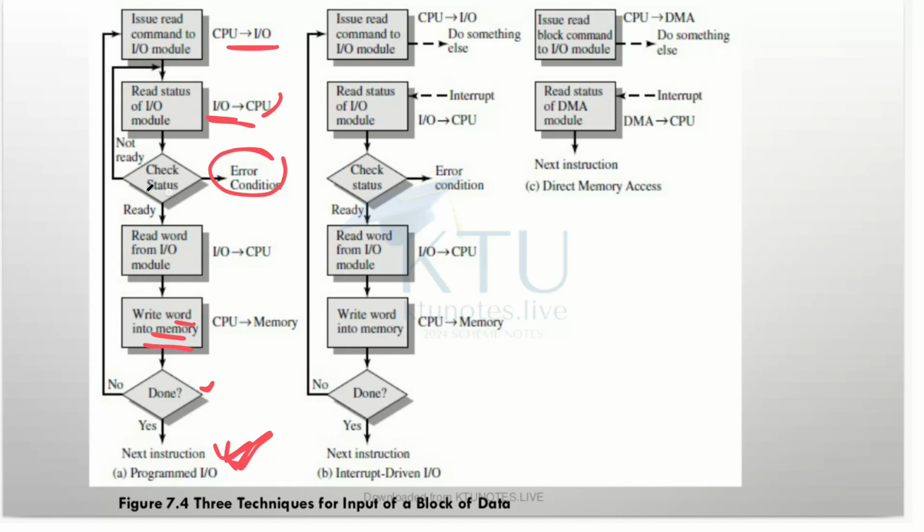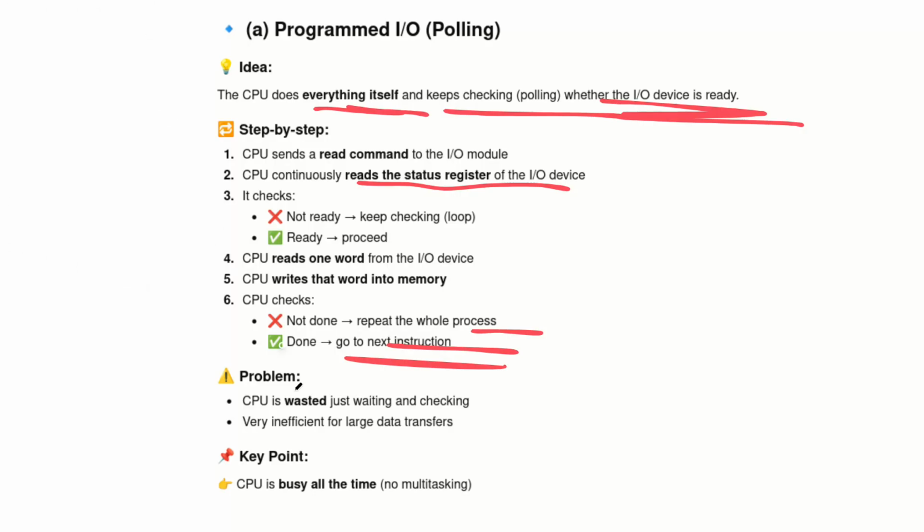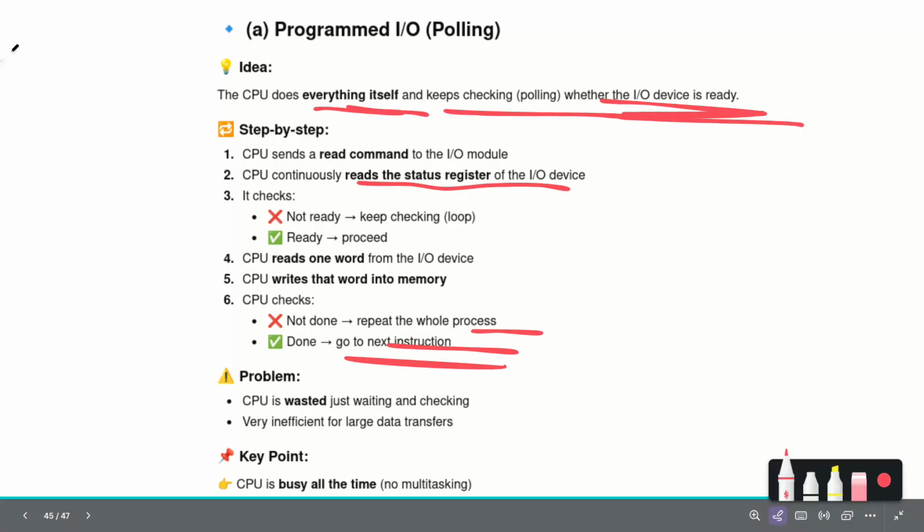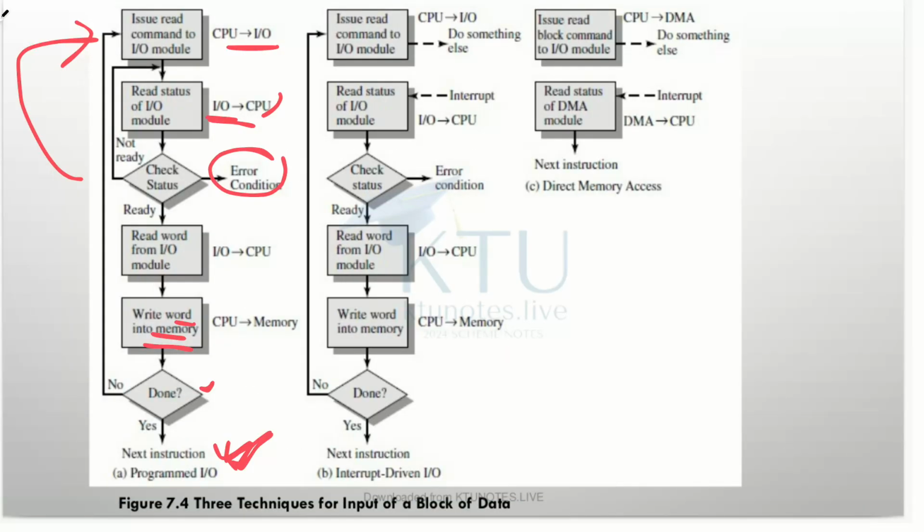When it is taking status, if the read status of the IO module says not ready, then it has to go and check again. That is what is happening here, and this is how programmed IO basically works. This is busy waiting and polling. The interrupt driven and direct memory access diagrams we will learn when we talk about them in depth.